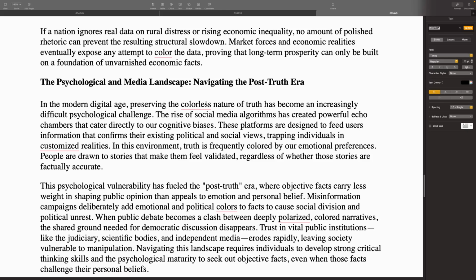The psychological and media landscape. In the modern digital age, preserving the colorless nature of truth has become an increasingly difficult psychological challenge. The rise of social media algorithms has created powerful echo chambers that cater directly to our cognitive biases. These platforms are designed to feed users information that confirms their existing political and social views, trapping individuals in customized realities. In this environment, truth is frequently colored by our emotional preferences. People are drawn to stories that make them feel validated, regardless of whether those stories are factually accurate.